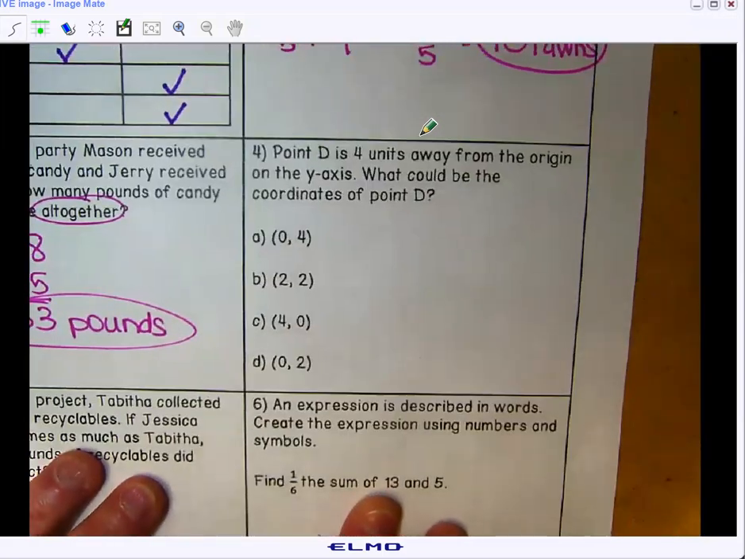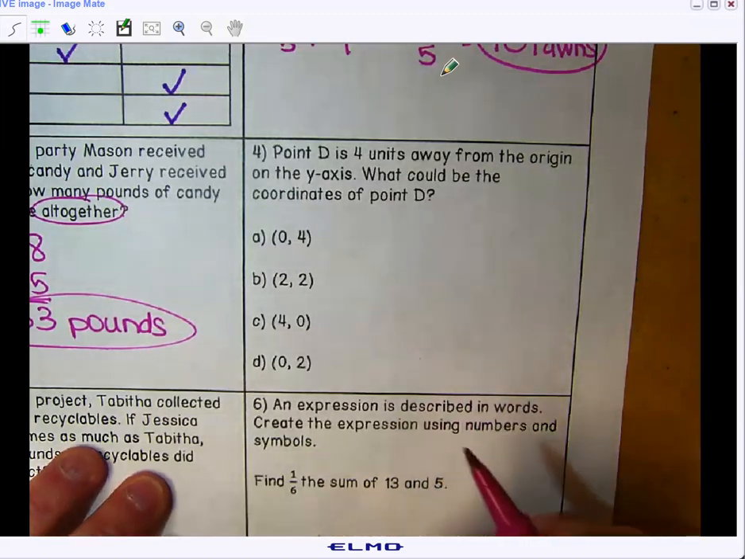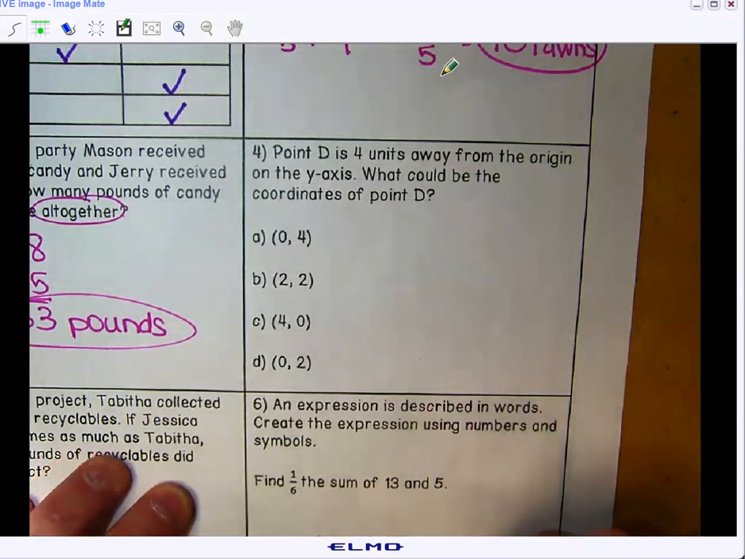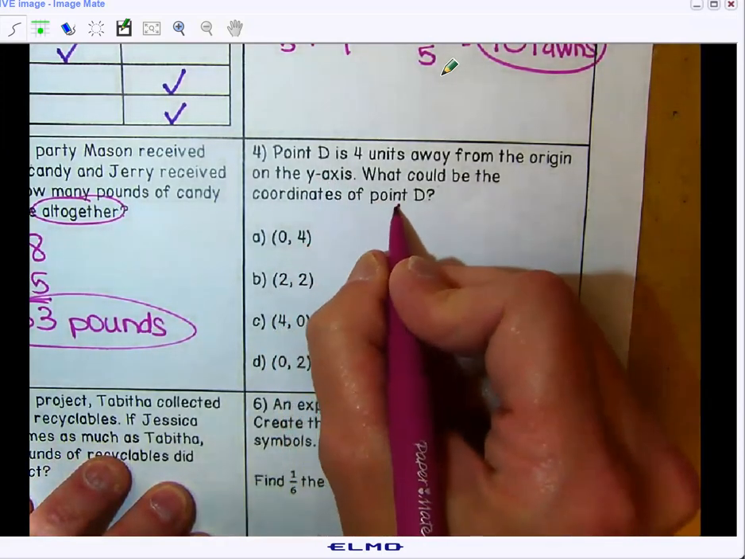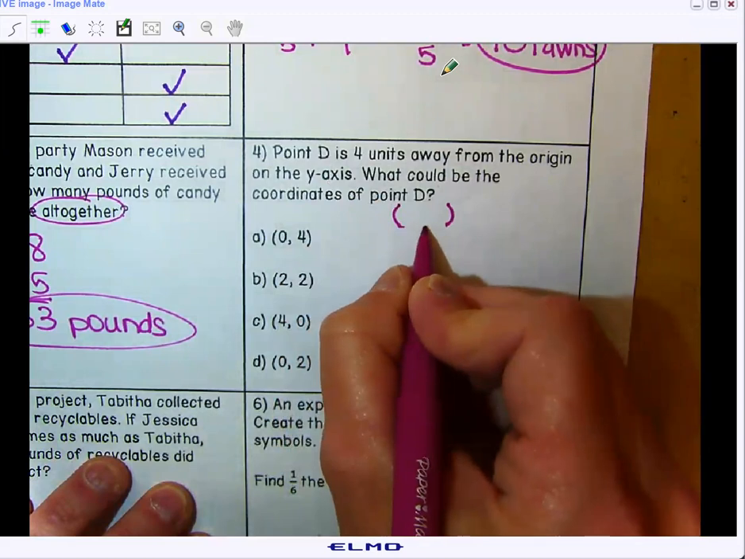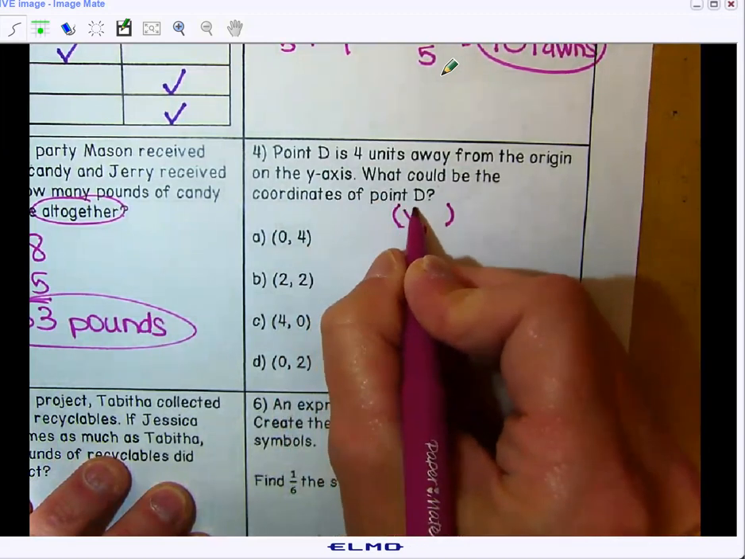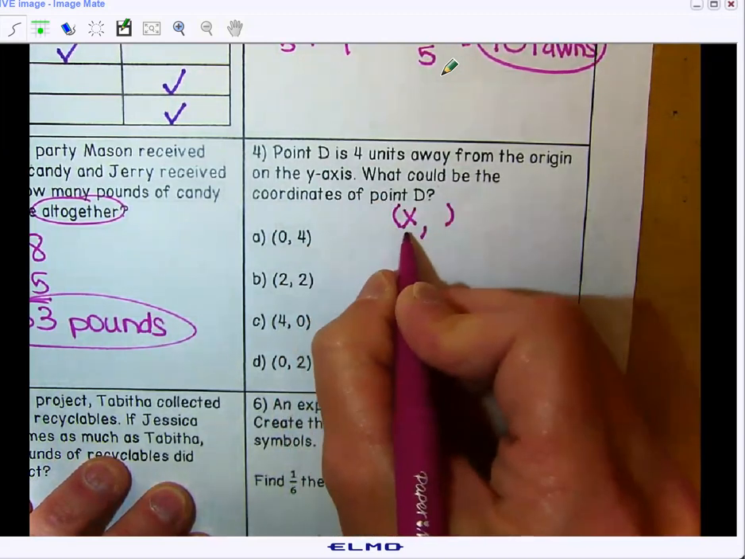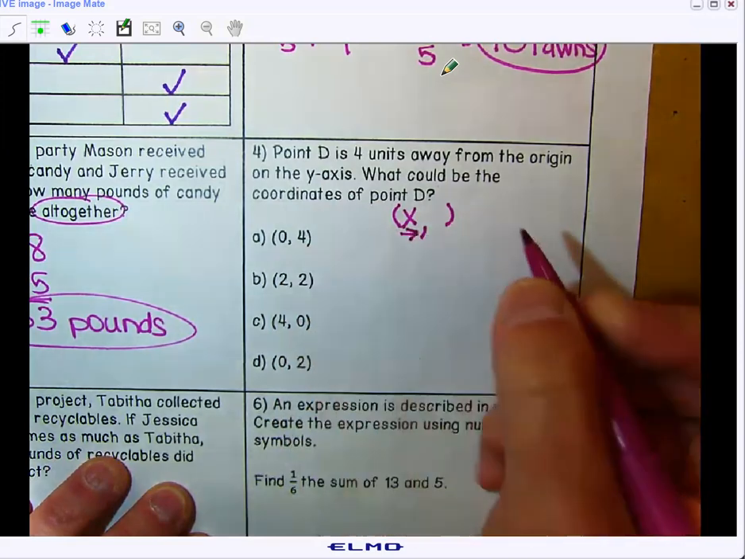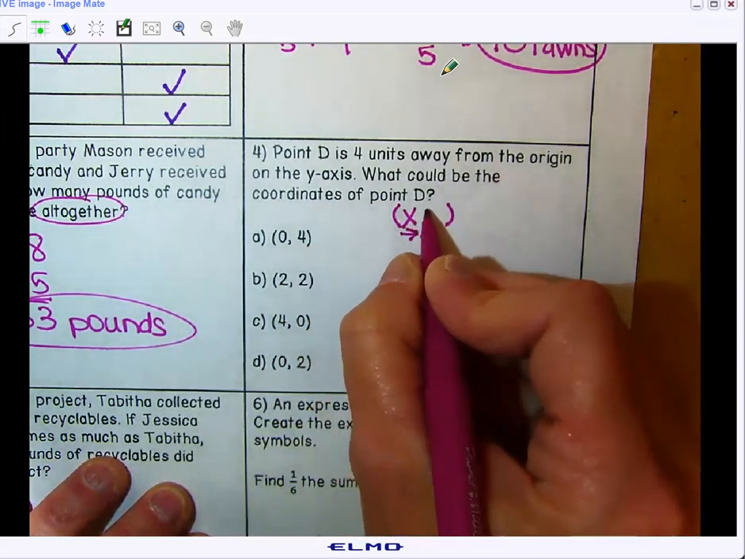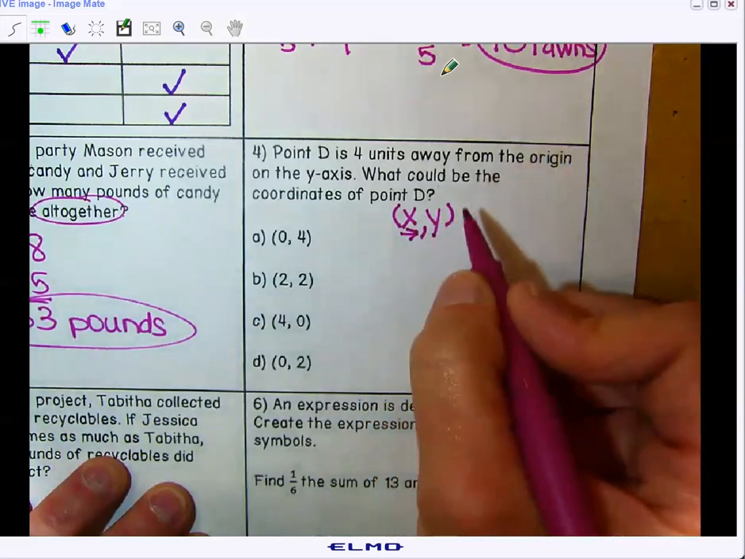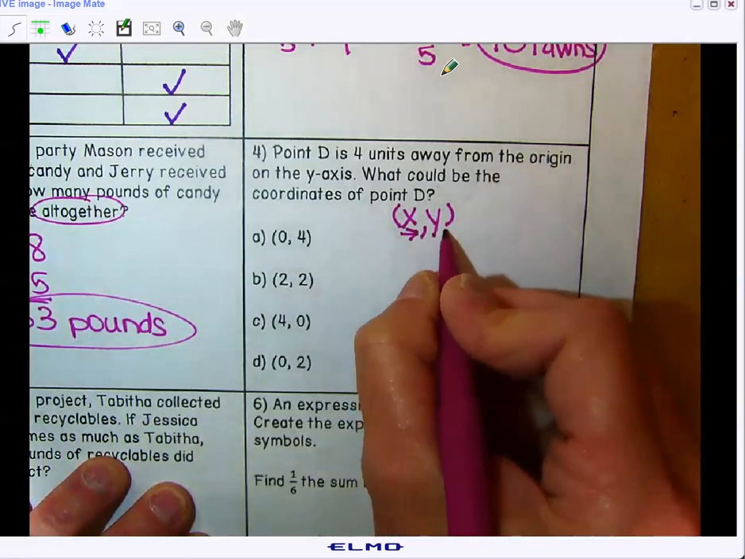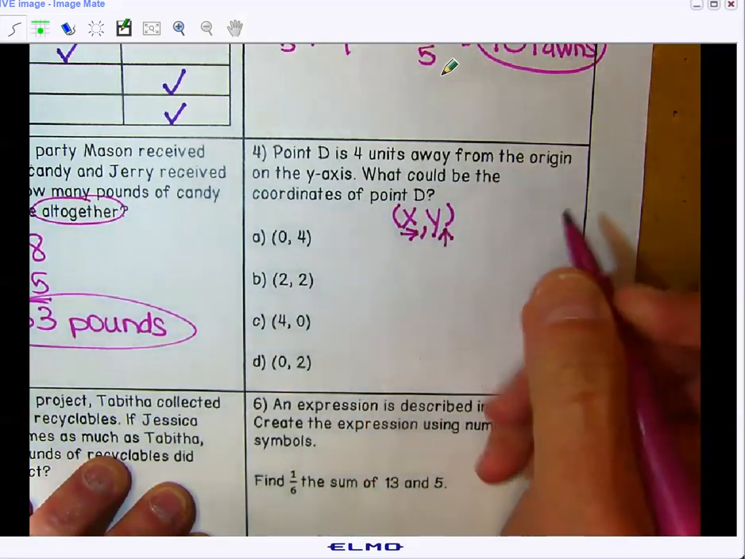All right. Point D is 4 units away from the origin on the y-axis. What could be the coordinates of point D? So we know that whenever we have coordinates, we have the x value always first, and it's always on the x-axis that we travel to the right. And the second value would be the y value or y coordinate on the y-axis, which we travel up.